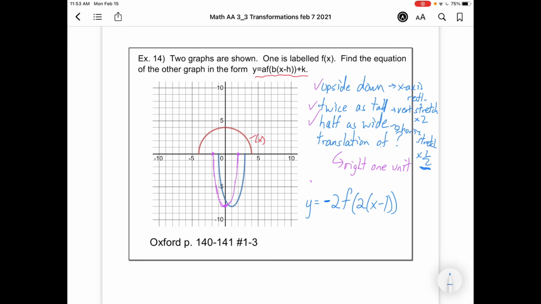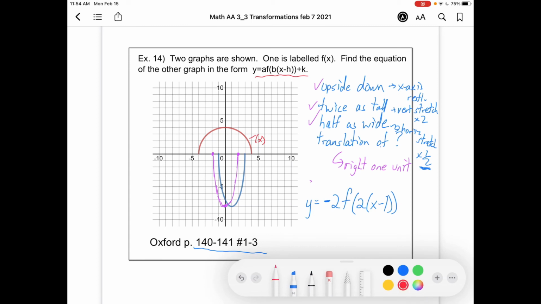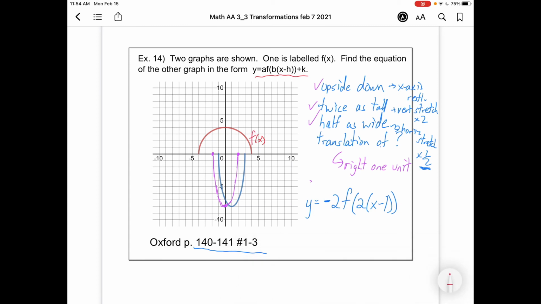We can check it out on Desmos in a second. But if this is sitting okay with you, then head over to the Oxford textbook that we haven't been using that often. Check out page 140 to 141, numbers 1 to 3. You should spend somewhere between 15 and 30 minutes on these. Don't go anywhere beyond that. And let me know if you have questions. We'll definitely take this stuff up in class if we do have questions. But yeah, good luck with it.